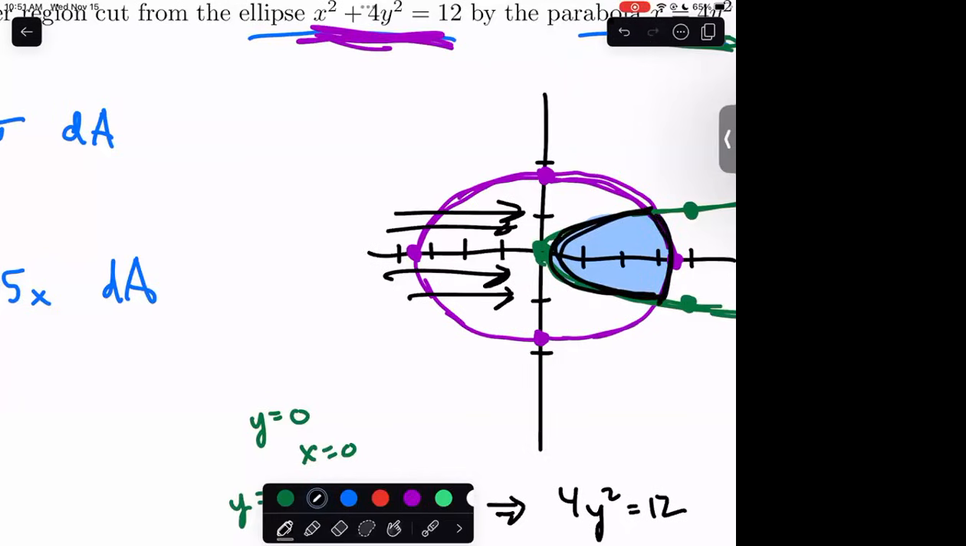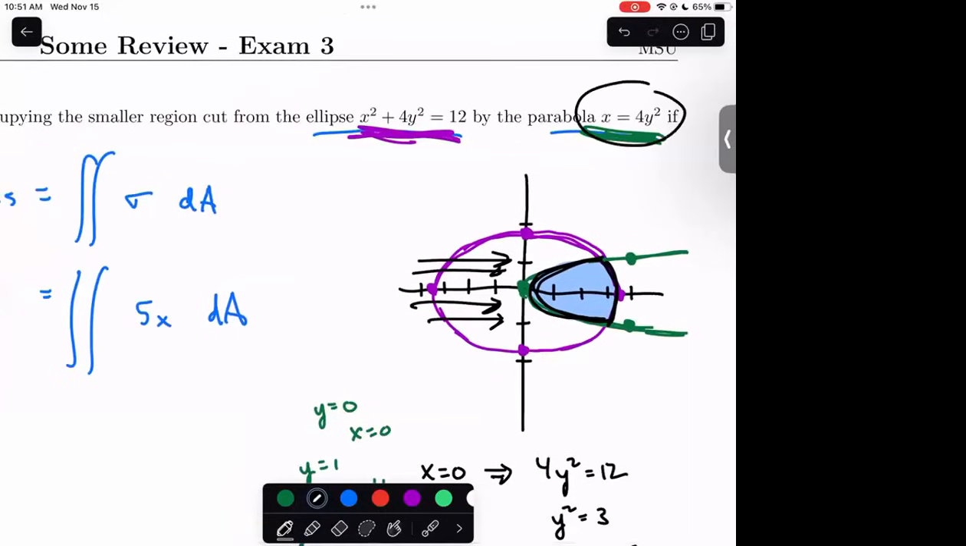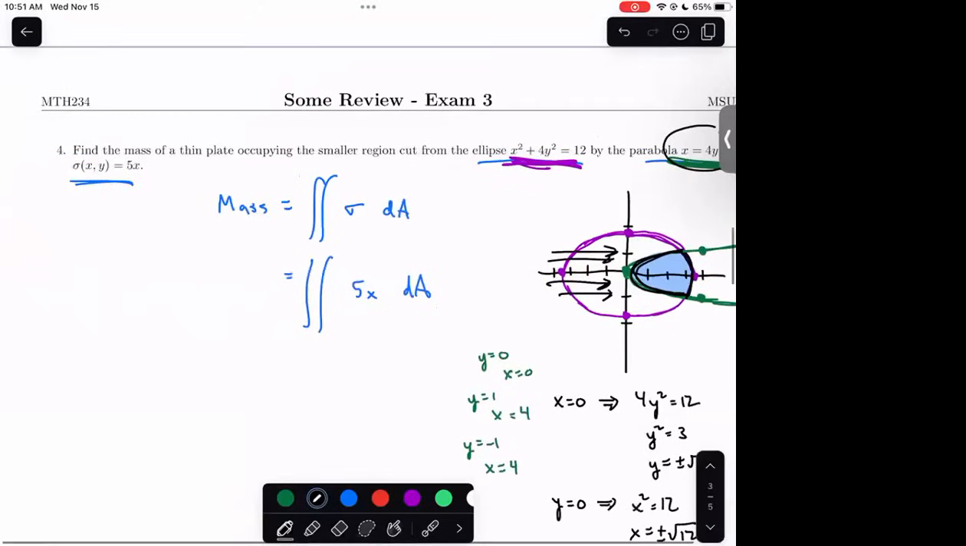This is also emphasized, at least in the parabola equation, because it's solved for x equals. So if you want to know the algebraic hint that integrating with respect to x is going to be better, it's because you see an x equals. If you saw y equals, it may be better to integrate with respect to y first.